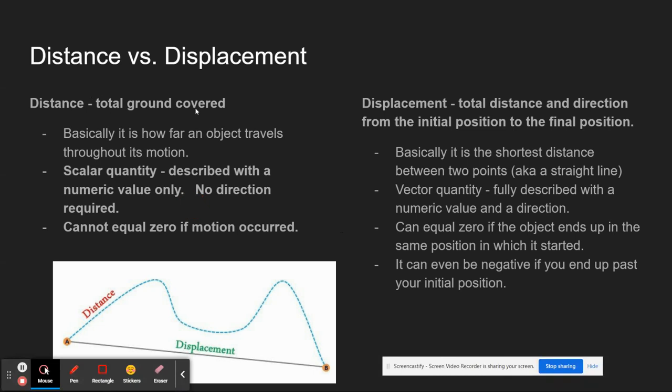Distance is the total ground covered. It's how far you travel. That should be pretty basic. We should have a pretty good understanding of what distance is. It's basically how far an object travels through its motion.